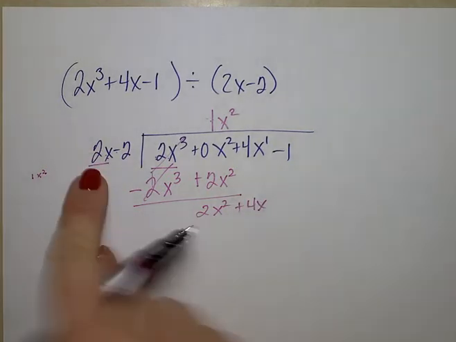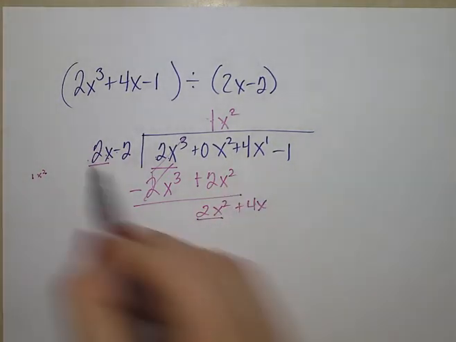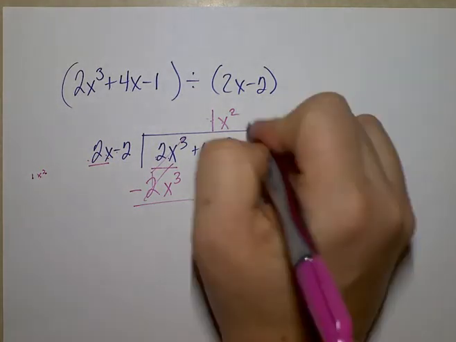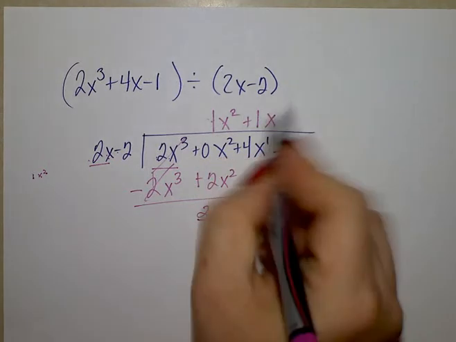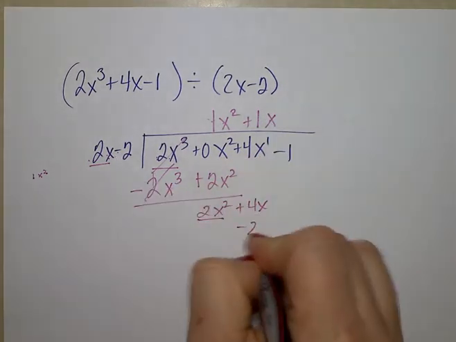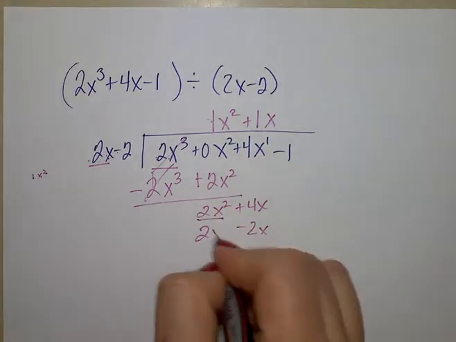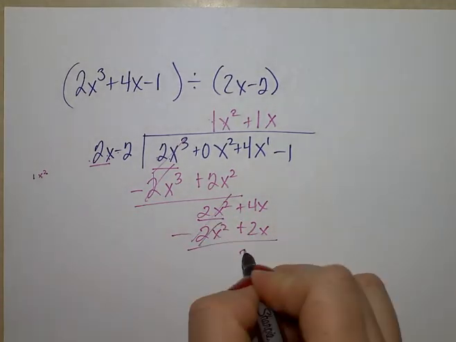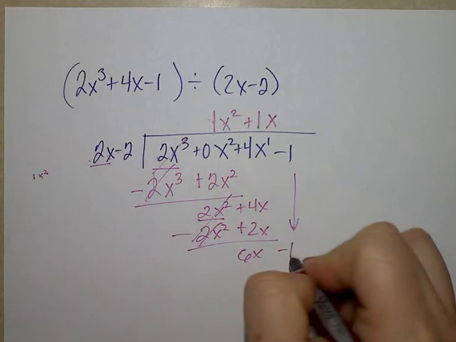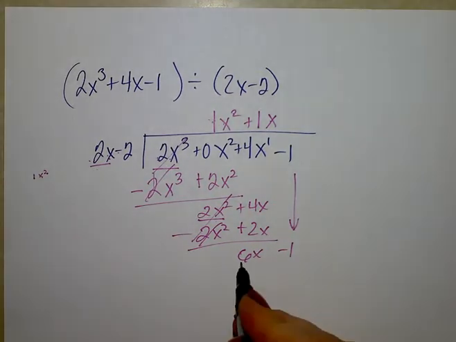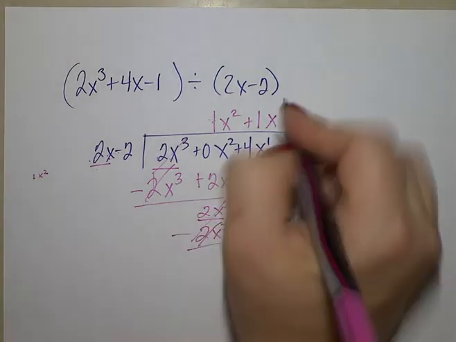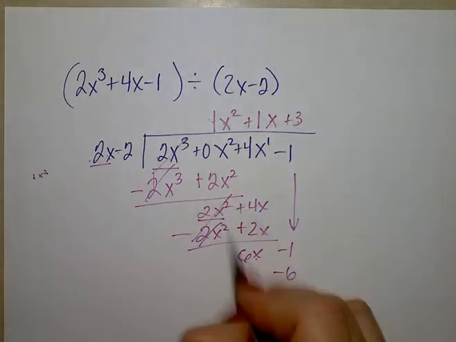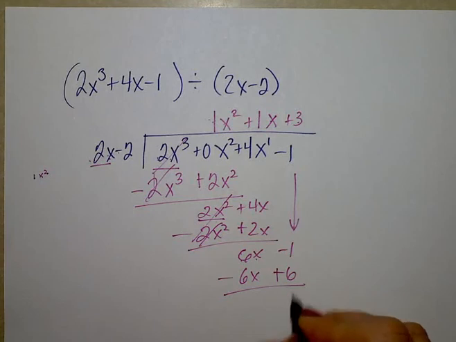2x times what is 2x squared? And the answer is 1x. 1x times negative 2. 1x times 2x. Change the signs, combine down. 2x times 3 is 6x. Multiply. Change the signs, add down.